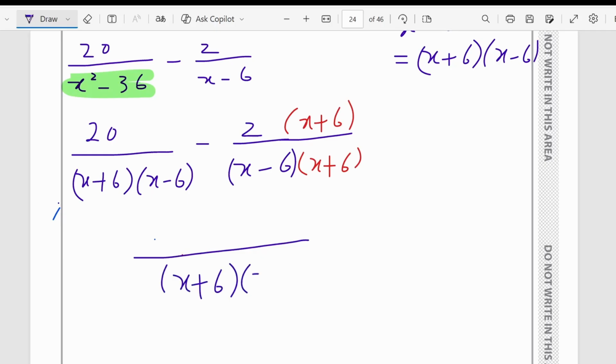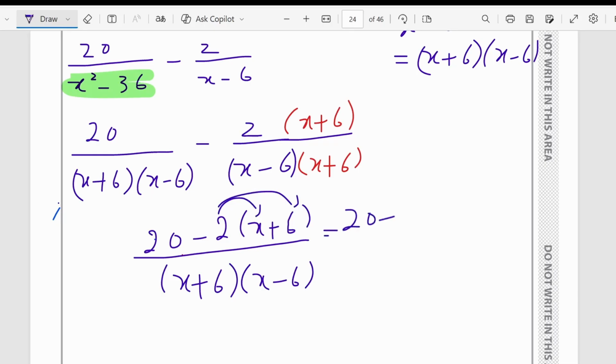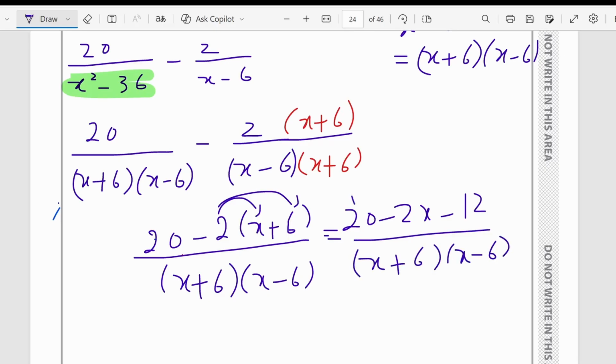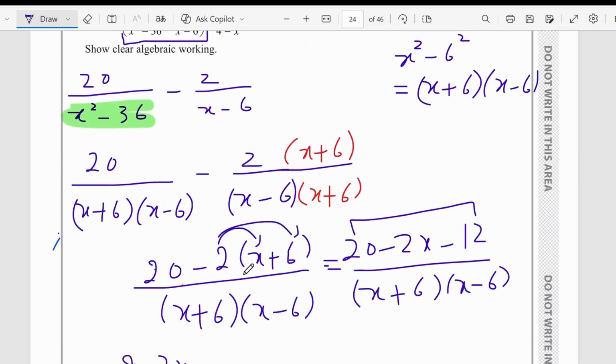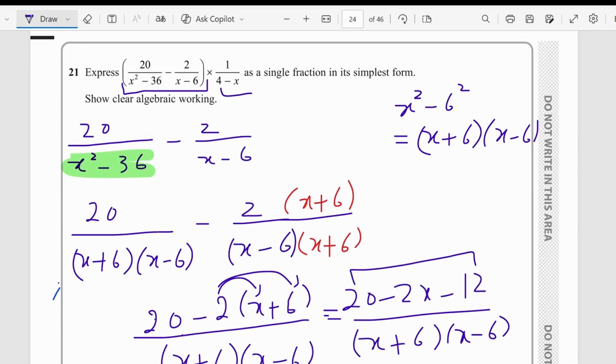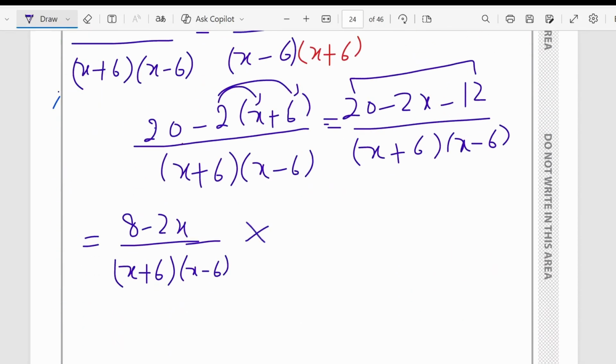X plus 6 into x minus 6 would be written one time. So we'll simplify the numerator values. This would be minus 2 into x plus 6. Minus 2 will multiply with this, and with this we'll have 20 minus 2x minus 12. Here we are going to write the denominator as it is. Simplify like terms. We'll have 8 minus 2x divided by x plus 6 into x minus 6. Now we'll join with the last term, that is times 1 over 4 minus x.